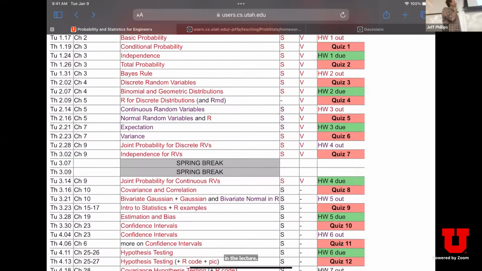We are kind of wrapping up the section on probability. That means quiz 8 is today. It's going to be a little bit on joint random variables and the covariance and correlation. I'm hopefully going to get to show some examples of the bivariate normal, or the Gaussian distribution, in 2 dimensions in R today. If we can do that, we will wrap up the probability section.